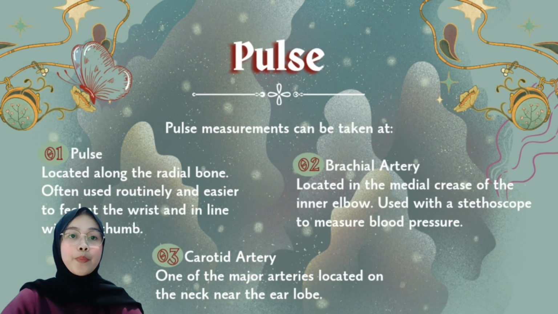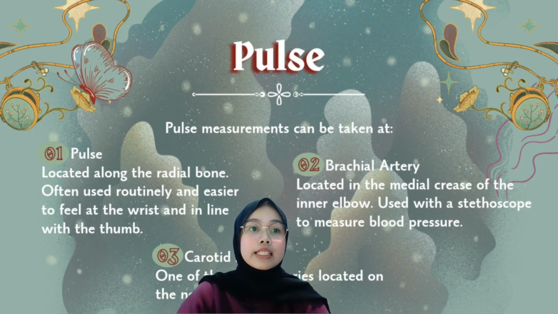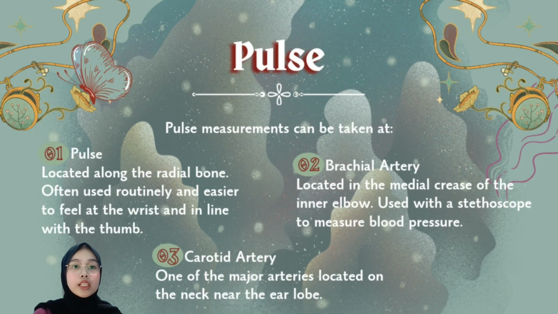Okay, the second is pulse. Pulse measurement can be taken at the first site, the radial artery, located along the radial bone, often used routinely and easier to feel at the wrist in line with the thumb. And the second, the brachial artery, located in the medial crease of the inner elbow, used with a stethoscope to measure blood pressure. And the third is the carotid artery, one of the major arteries located on the neck near our earlobe.